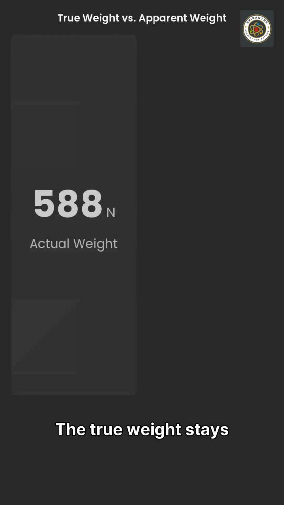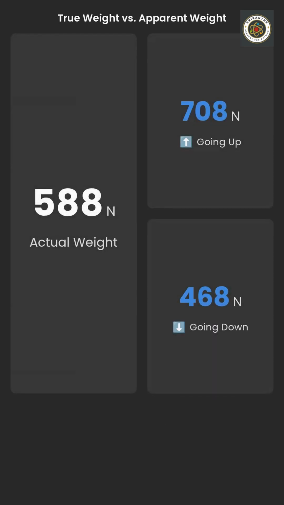The true weight stays 588 newtons. But the apparent weight becomes 708 newtons going up and 468 newtons going down.